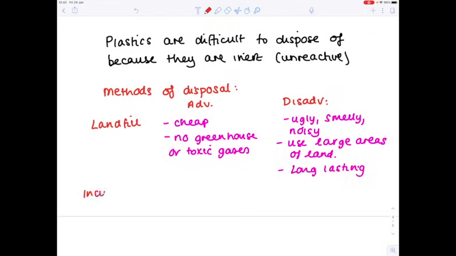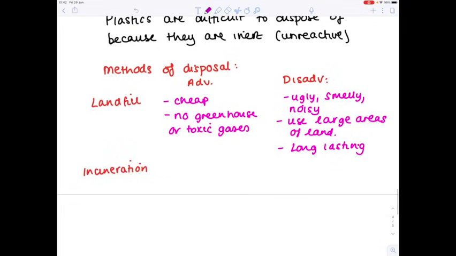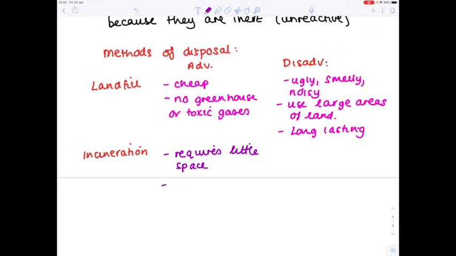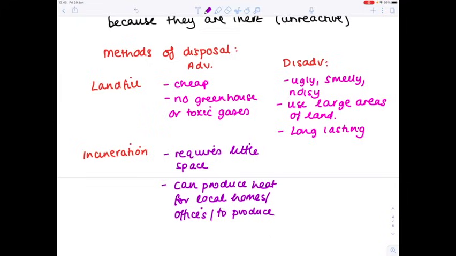How about if we were to incinerate our plastics, so burn them? Well, the advantage is that it requires little space and it can produce heat used by local homes, offices, as well as being used to produce electricity.